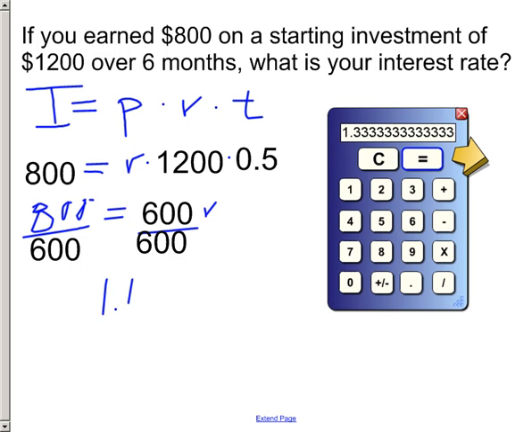Now, 1.33. We're just going to call it 1.3. Let's pretend like that number actually looks like a 3. This is what my decimal is. I need to turn this decimal to a percent. To turn my decimal to a percent, I move the decimal point over twice. So I'm going to go over 1 time, 2 times. So I get 133% was my interest rate. That's a lot of interest to be earned in 6 months.